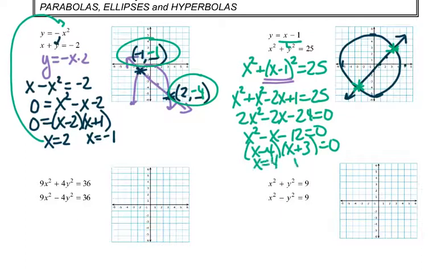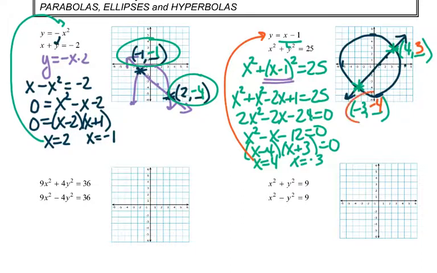x is 4, x is -3. What do those numbers represent? Those are the x coordinates of the ordered pairs, which are the solutions. How do I find those y coordinates? Plug them in. Does it matter if I plug them into the line or plug them into the circle? Most certainly does not. 4 minus 1 is 3. -3 minus 1 is -4. 2 ordered pairs. And onwards we go.